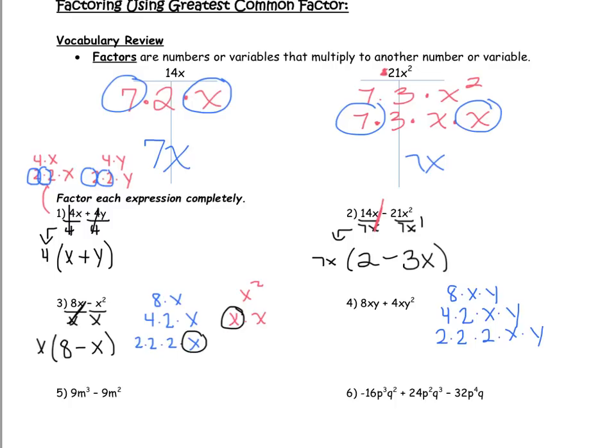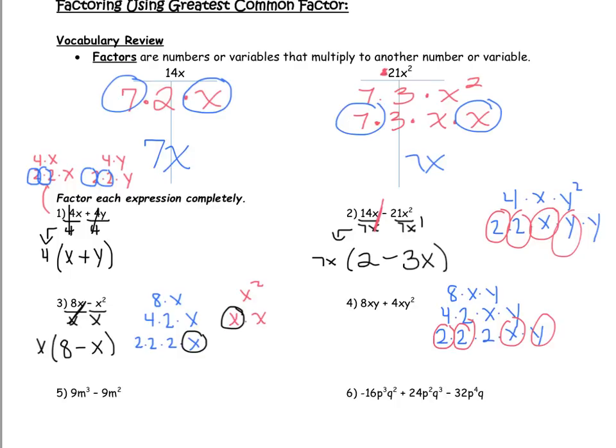Alright, how about the 4xy squared? I'm going to have to put that up here. So 4 times x times y squared. 4 is 2 times 2. Bring down the x, and the y is y times y. So now what's the same? I have a 2 here, 2 here, 2 here, 2 here, an x, and a y. So my GCF would be 2 times 2 times x times y, or 4, 2 times 2, xy.